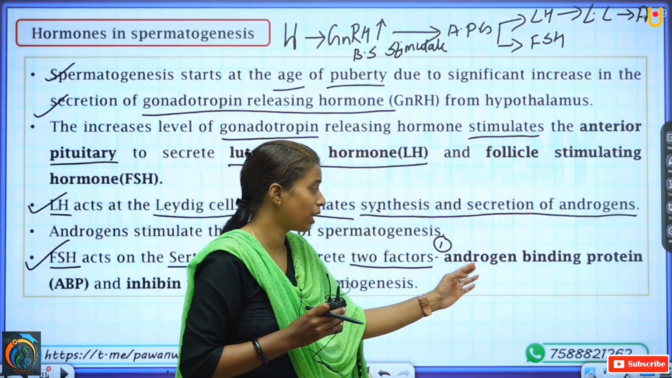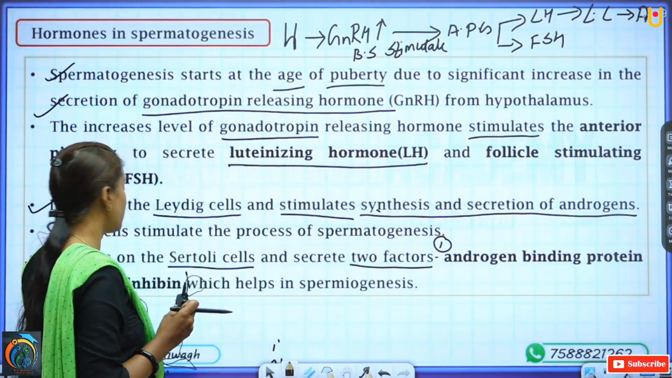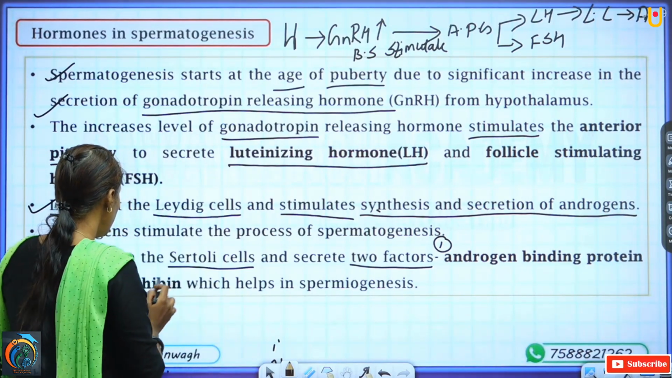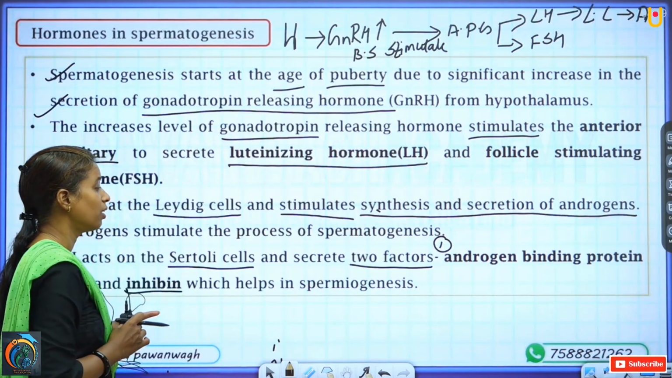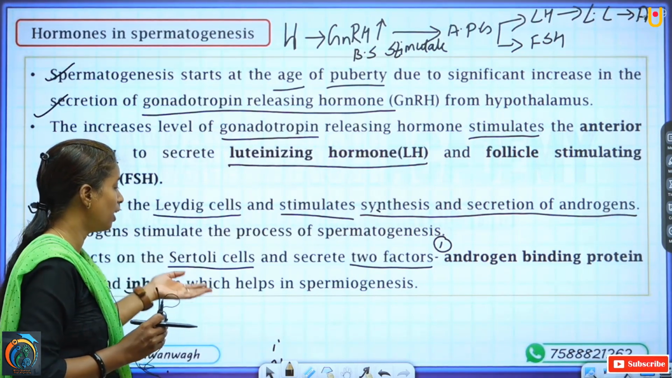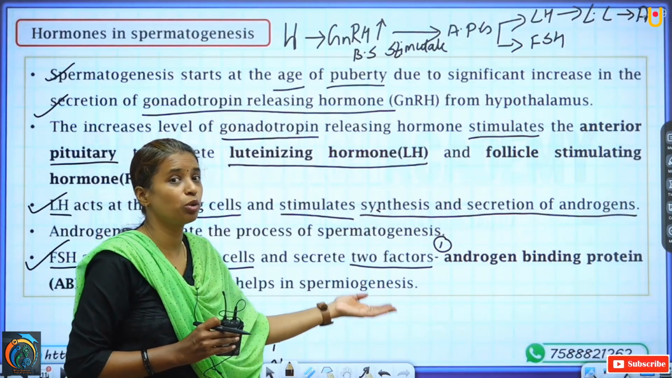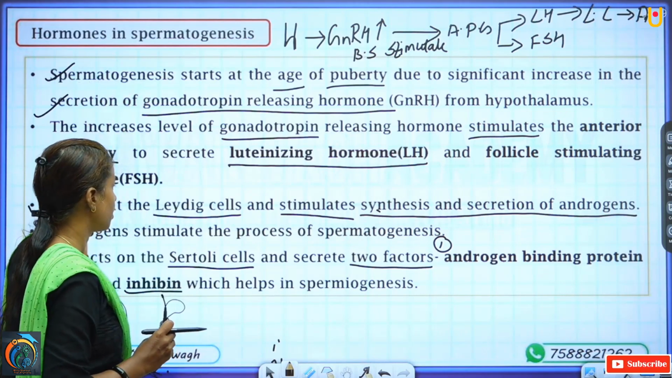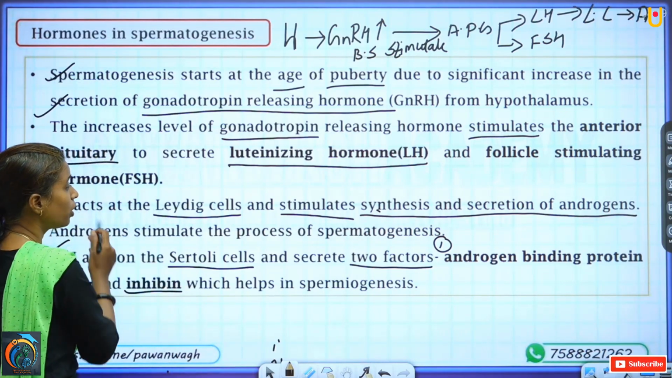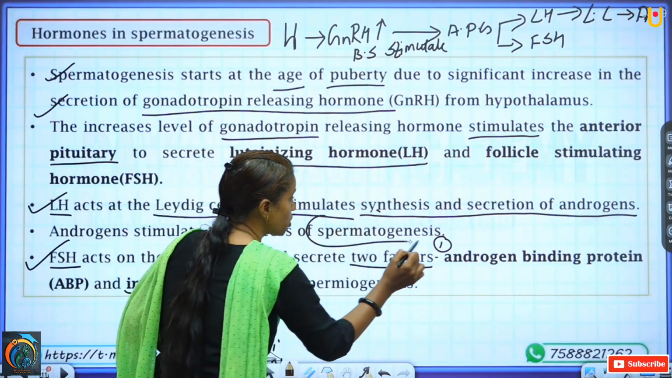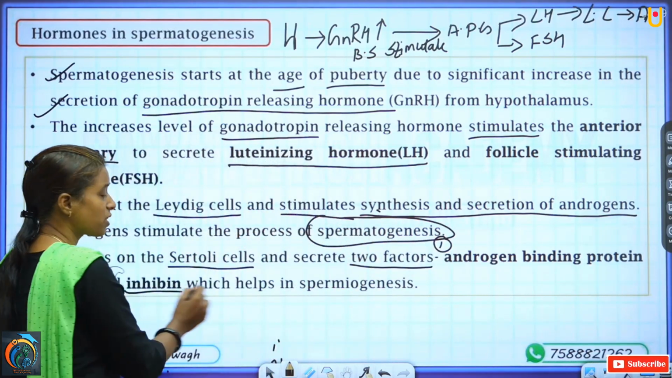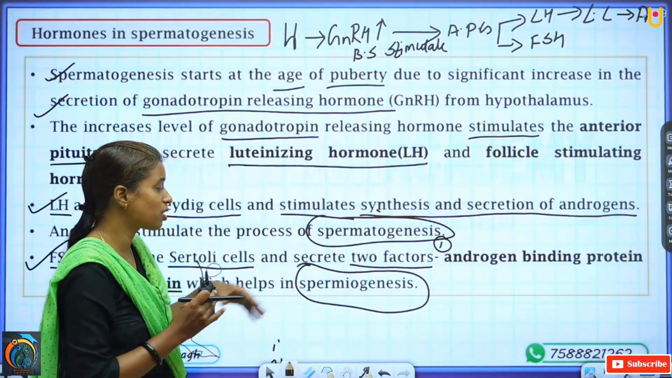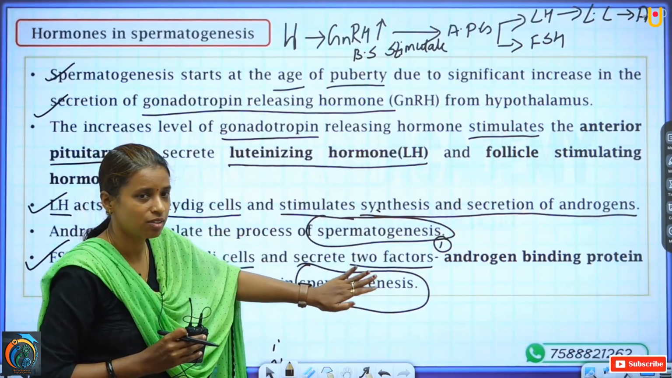And that androgen binding protein is secreted by follicle stimulating hormone. And with that, inhibin is also secreted. And this is helping the process of spermiogenesis. Here, LH is supporting the process of spermatogenesis and FSH is helping the process of spermiogenesis. And there is a difference between spermatogenesis and spermiogenesis.